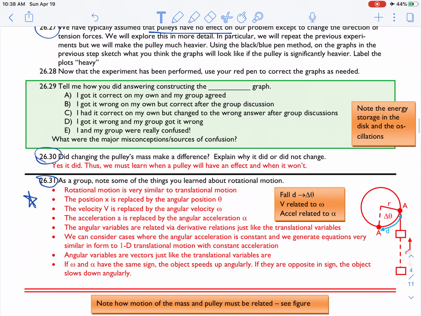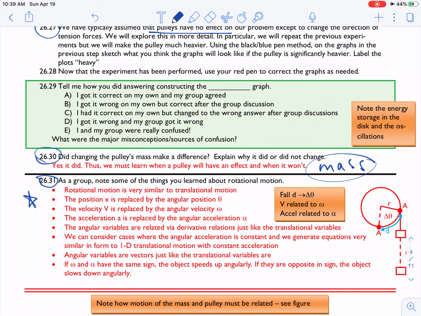Okay, and so then in step 26.30 we can summarize this. Did changing the pulley's mass make a difference? And yes, it did. And we must learn when a pulley will have an effect and when it won't. And again, the key thing here is the mass of the pulley. Okay, and we are no longer saying that pulleys are ideal because they will have a mass, but you can always say in this class the pulleys don't have friction. Okay, they're frictionless pulleys still.